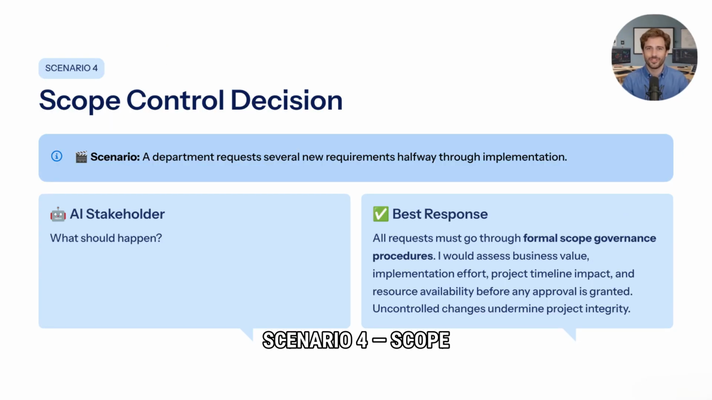Scenario 4. Scope Control Decision. AI stakeholder: A department requests several new requirements halfway through implementation. What should happen? Candidate response: The requests should go through formal scope governance procedures. I would assess business value, implementation effort, project timeline impact, and resource availability before approval.